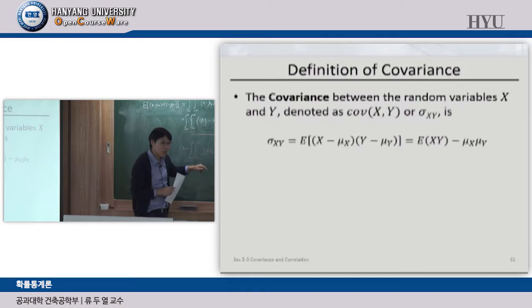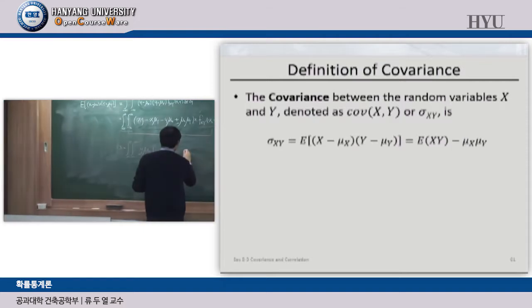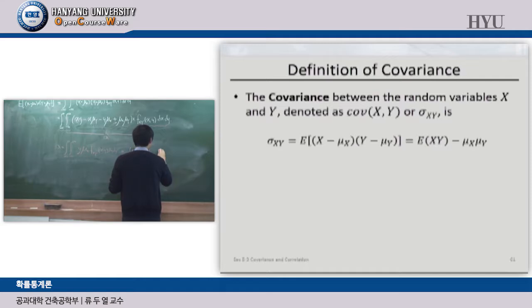Do you understand? So in here, mu x is a constant value, right? So we can extract mu x from this integration. So mu x by the double integration from minus infinity to infinity of y by the joint probability density function.